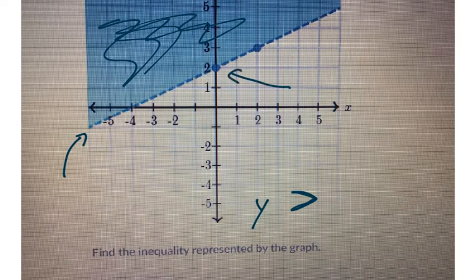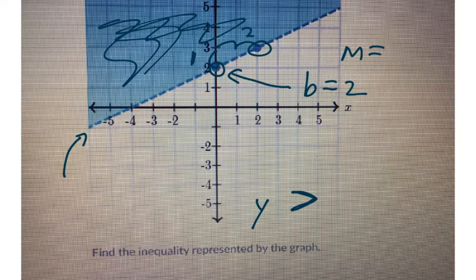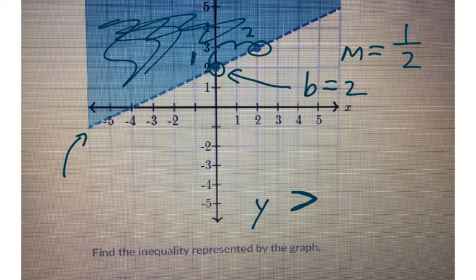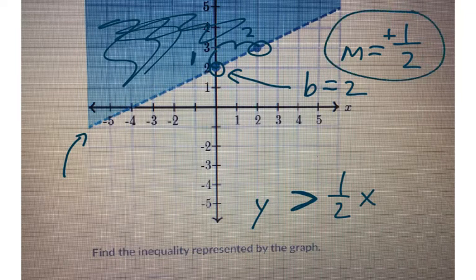Now, do you guys agree my b is positive 2? My slope m, well, to go from here to here, I go up 1 over 2. Now, guys, notice I went up 1 over 2. That's why it's positive 1 over 2. When it's going down, it's negative, okay? When it's going up, it's a positive slope. Of course, we don't have to write the plus. So guys, we're ready to finish up. It's y greater than 1/2 x because we know our slope was positive 1/2, plus 2 because the b was 2.